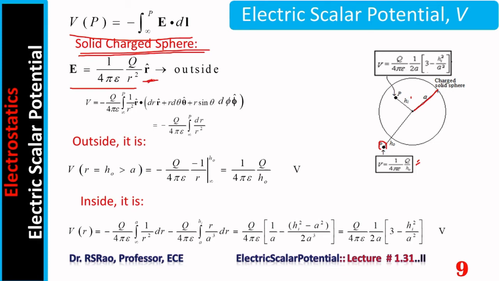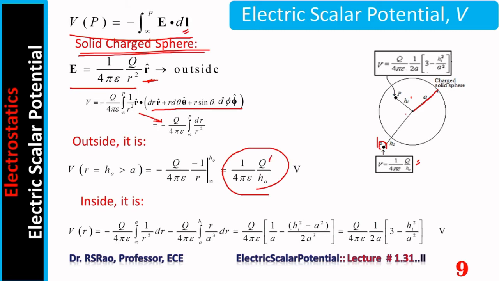This is in the spherical coordinate system, so for dl also we have to use the spherical coordinate system expression. The dot product results in this. Now when the field point is outside, the integration is from infinity to h naught. Perform integration. It results in 1 by r, with limits infinity to h naught. We can substitute, resulting in 1 by 4 pi epsilon q by h naught. Here q is the total charge over the entire sphere.